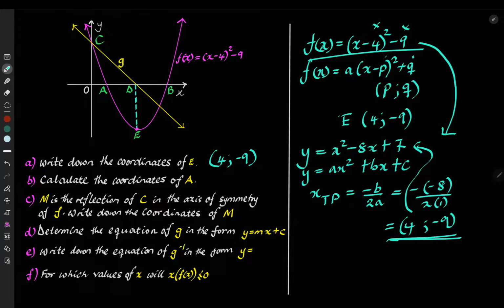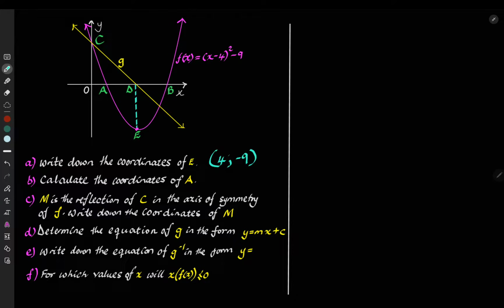Now let's move on to the second part of the question. In part B, we are asked to calculate the coordinates of A. As you can see from the diagram, A is an x-intercept. When you solve for this, you should expect two values because there are two x-intercepts, A and B. Remember, to find the coordinates of the x-intercept, we let y equal 0. We still have our function f of x is equal to (x minus 4) squared minus 9.